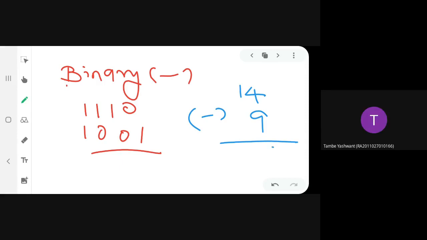5. So if you do binary subtraction, the same answer in base 2 you have to get. Here it is 0, here it is 1. Subtract 1 from 0: I have to borrow 1. So borrow is 1.